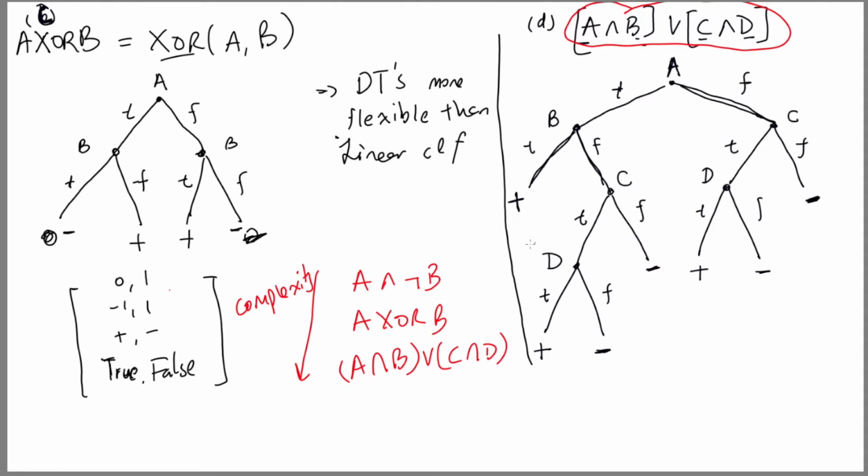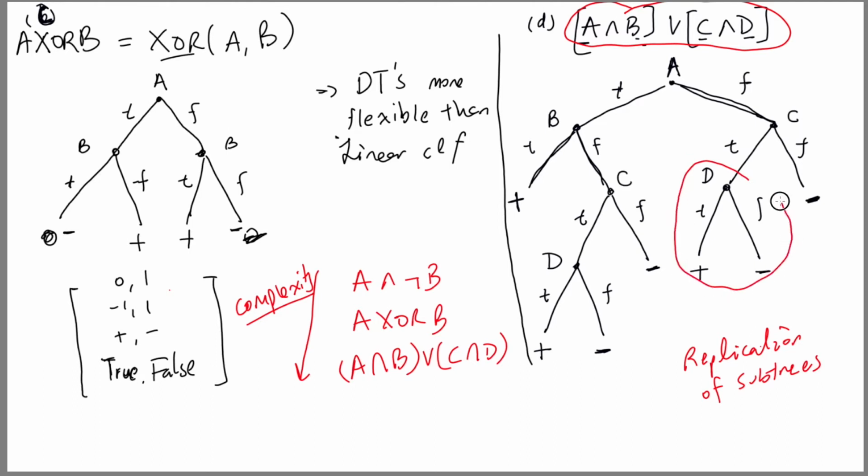One thing that happens with decision trees as you increase the complexity of the thing it's trying to learn is that you get replication of subtrees. So you can see that here. We've actually got to learn the same tree twice, right? And the problem with this is that you need more and more data. So, as the tree gets more complex, to actually learn the tree properly, you need to see more and more examples of the data.